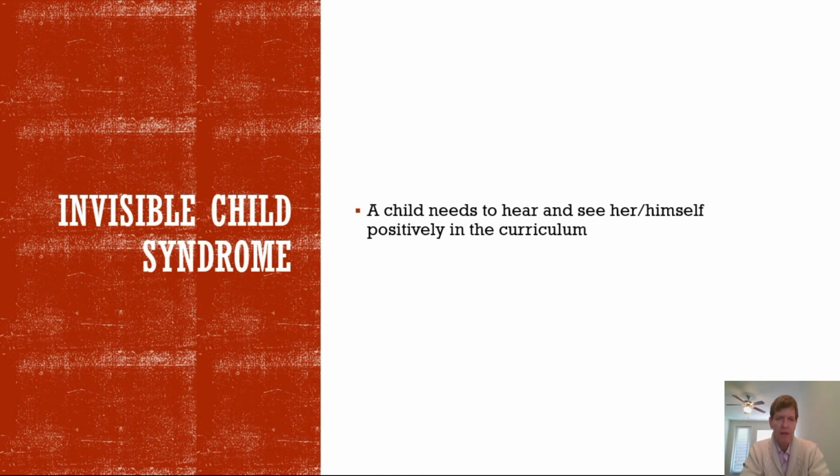There's also a concept called the invisible child syndrome. Be very careful about this. The invisible child syndrome is when a child needs to hear or see himself positively in the curriculum, and oftentimes the child does not see positive representations of, for instance, Black children or Asian children in the curriculum. And so therefore, there's this kind of invisibility. Be careful. That's why diverse representation in your books and in your curriculum is very, very important. And in your conversation is very important.